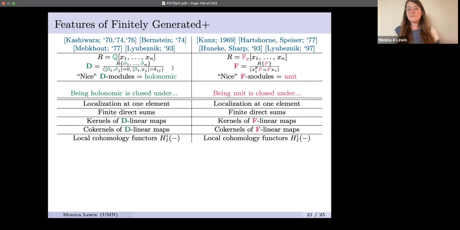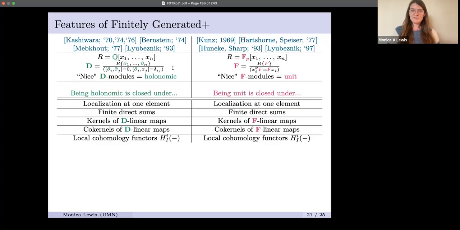So as a side effect, we get that our property, holonomic or unit, which recall answers our original question of finite generation, since these both encode finite generation. Not only is local cohomology going to have this nice property, but even iterated local cohomology will have it. If you take a local cohomology module and apply another local cohomology functor, you still get a holonomic or unit module. And okay, that's all well and good.